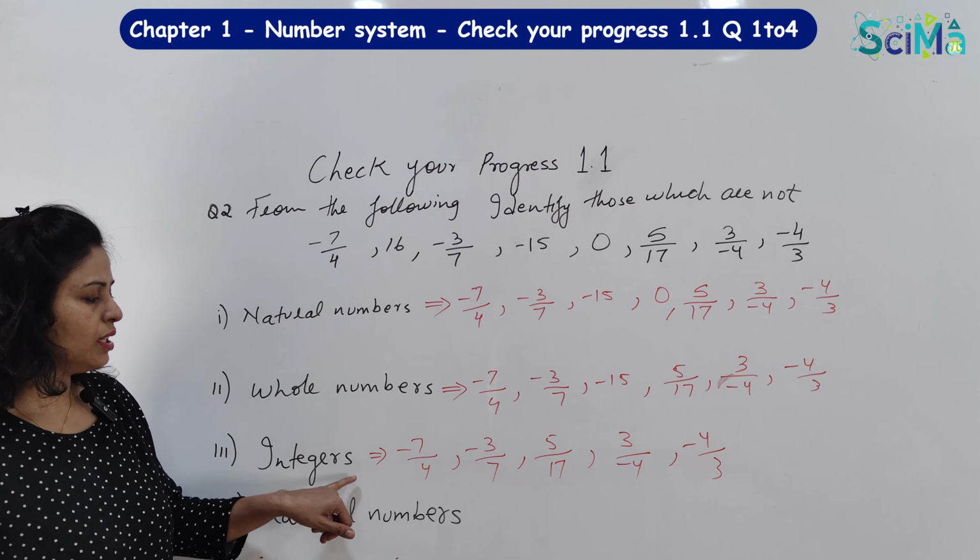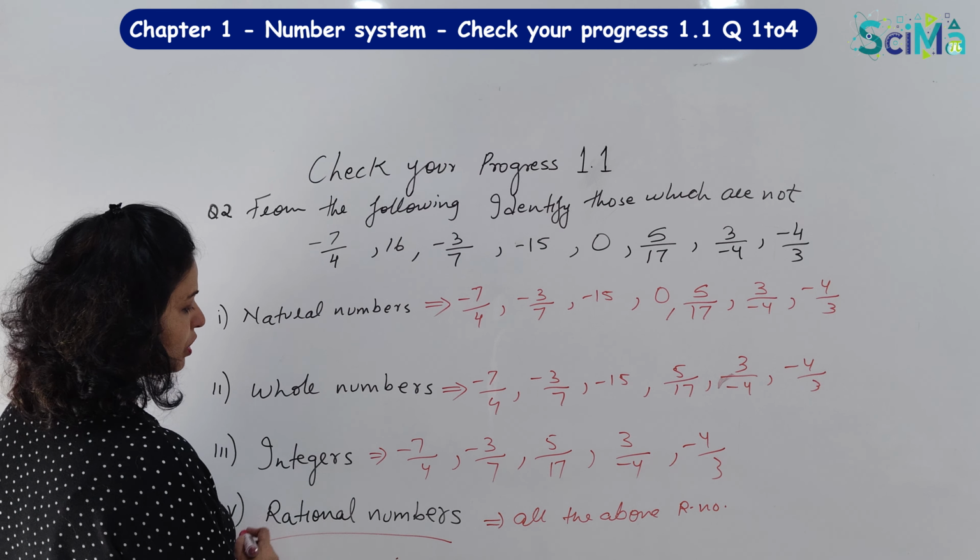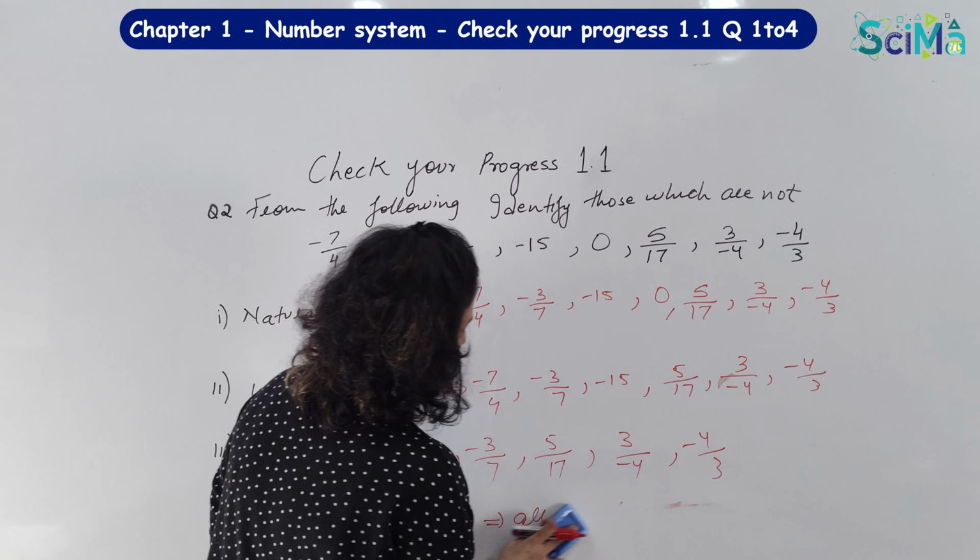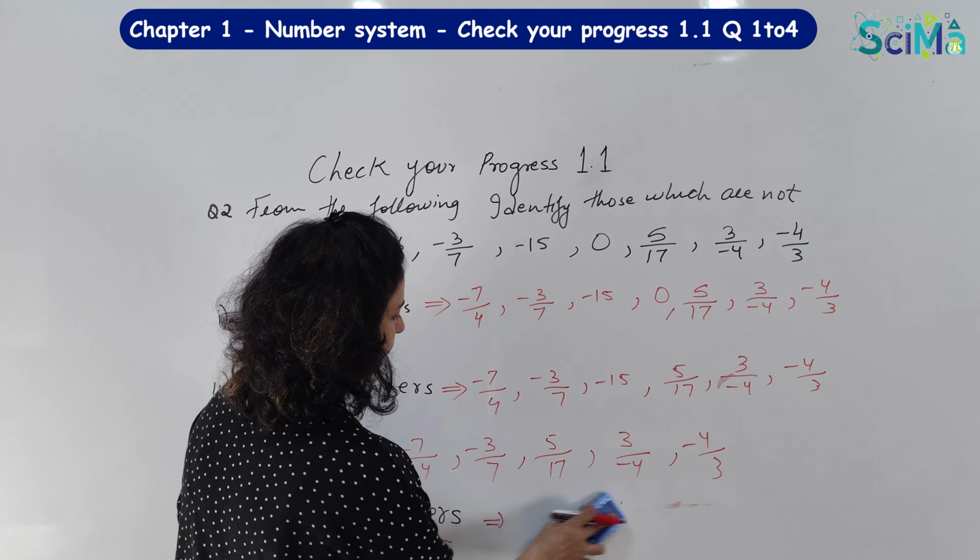Rational numbers, all the above numbers are rational numbers. Okay, so here they are asking which are not rational numbers, so you have to write none, because all the numbers are rational numbers. Here there is no number which is not called a rational number. Even 0 is considered a rational number. Minus 15 also can be written as minus 15 by 1, so it is a rational number. 16 by 1 also is a rational number. Okay, so this way you answer the second question.